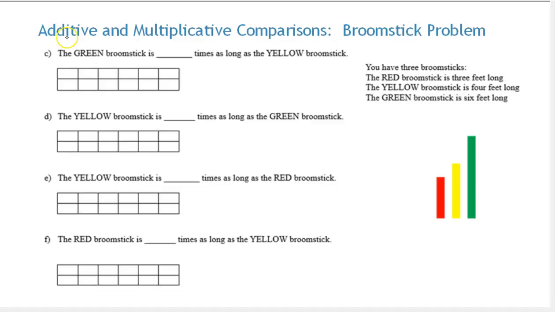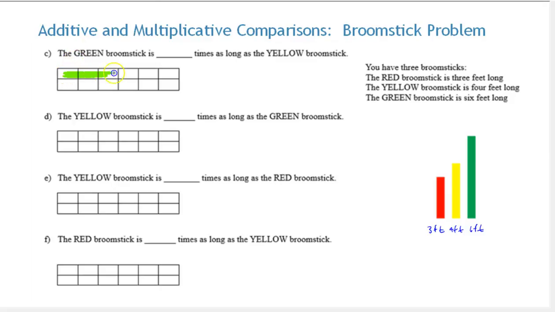In this video, we're going to continue our additive and multiplicative comparisons using the broomstick problem. So here are our broomsticks, and recall that the red broomstick is 3 feet long, the yellow is 4 feet, and the green is 6 feet long, as described here. So in part C, we're asked: the green broomstick is blank times as long as the yellow broomstick. So we're going to use this diagram as a visual aid.